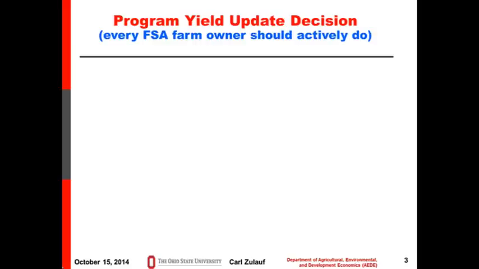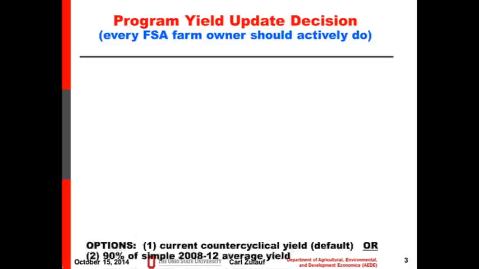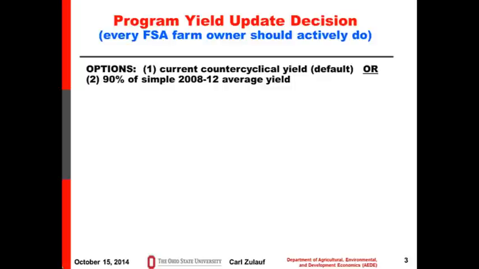I will start by talking about the yield update decision. This is one that every FSA farm owner should actively do, even though you don't necessarily have to do it. There is a default option here. You may keep your current counter-cyclical program yields. This is the default option. Or you may use another option, which is 90% of a simple average for the years 2008 through 2012. And you will want to look at these options and compare them.